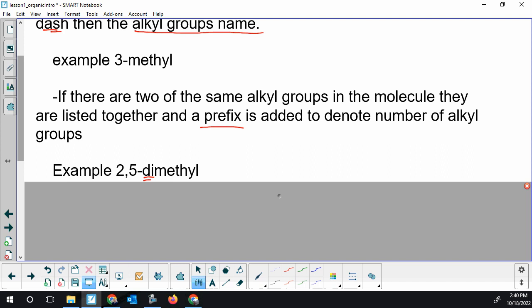Now, as soon as I see a student write di as a prefix, I'm expecting 2 numbers. If I see tri, I expect 3 numbers. If I see tetra, you're telling me there are 4, so you better give me 4 numbers for the positions of all 4. 2, 5 means they're not on the same carbon. The second carbon from an end and then the 5th one over from the same end would have methyl groups.